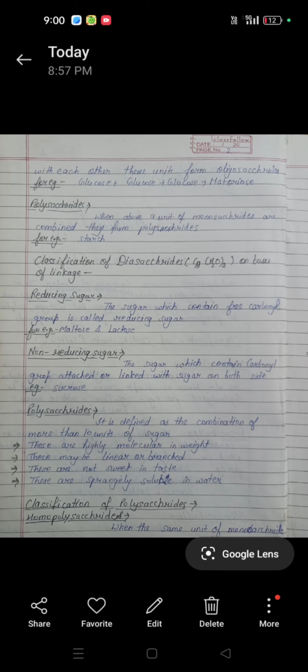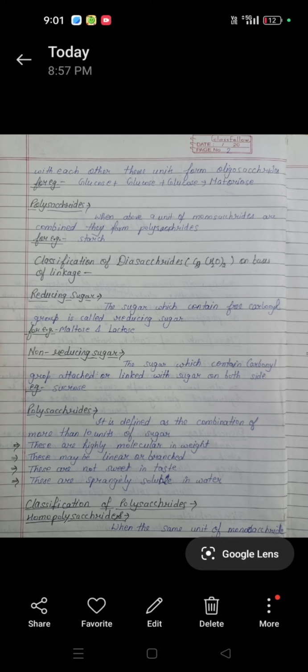Then we will discuss polysaccharides. When more than 9 units of monosaccharides are combined they form polysaccharides. For example, starch. Classification of disaccharides on the basis of linkage: they are classified into two types, reducing sugars and non-reducing sugars.